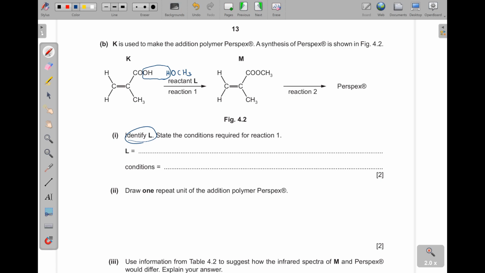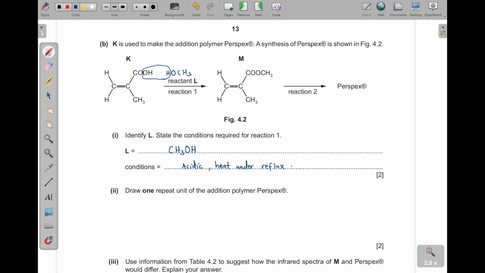So identify L, set the conditions required for this. So the L has to be methanol, CH3OH. Conditions: there has to be an acid there, and then you heat under reflux. So we can say acidic conditions, then heat under reflux. So for the acid, we can put maybe sulfuric acid, HCl, especially sulfuric acid or phosphoric acid.